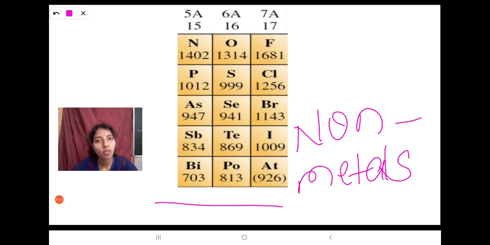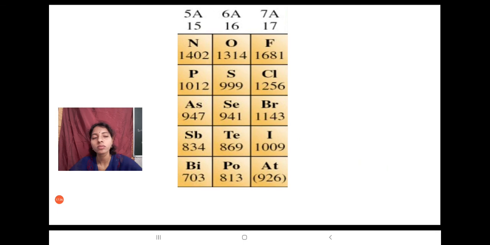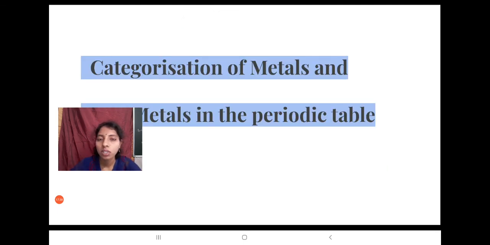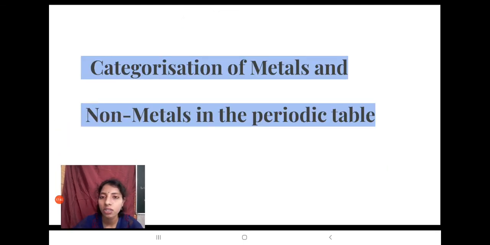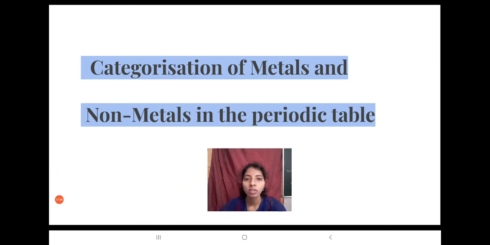So before, we saw 1A and 2A group elements, 3rd A and 4th A group elements considered as metals, and the B group totally considered as metals, and the inner transition elements also considered as metals. Here 5th A, 6th A and 7th A group elements are considered as non-metals. So this is the categorization of metals and non-metals in the periodic table.